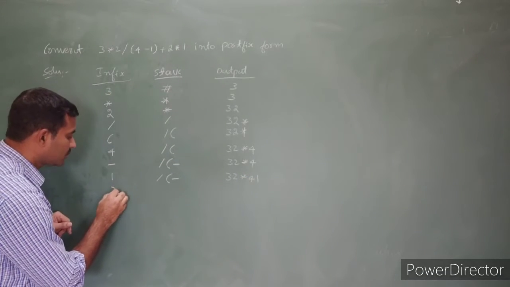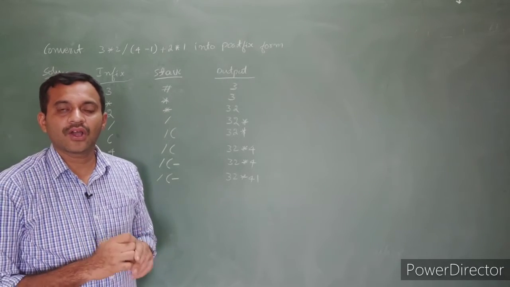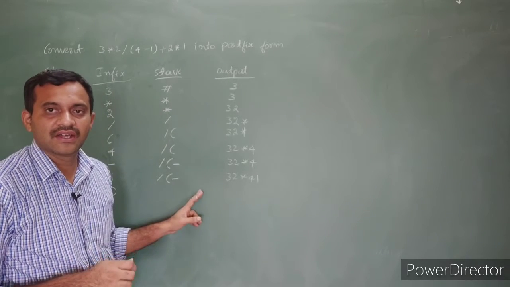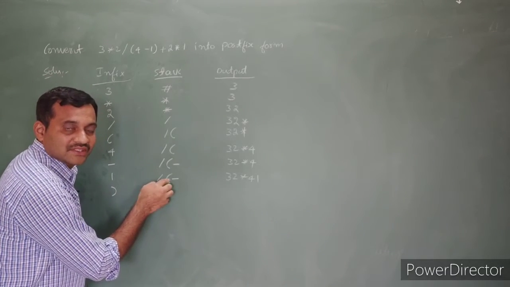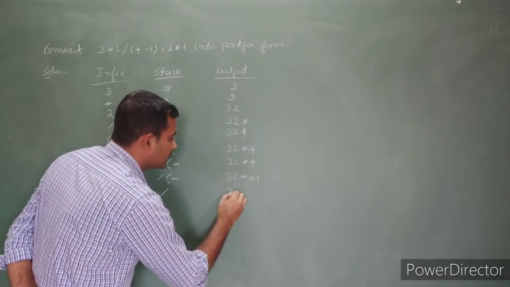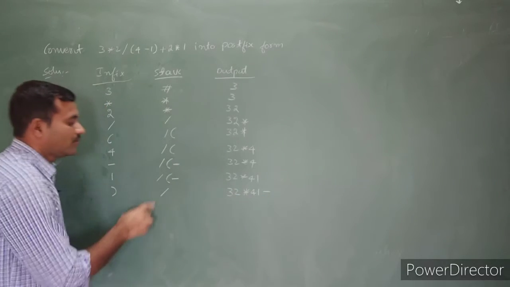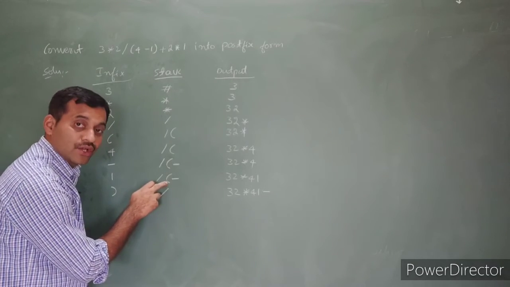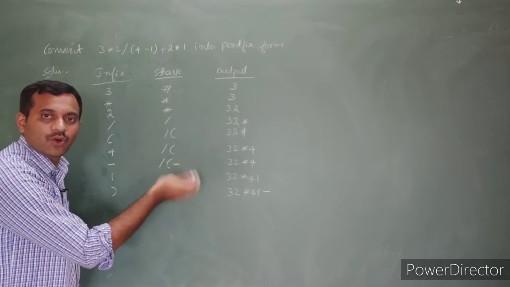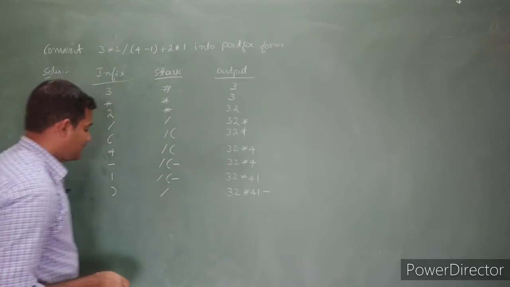Next one is the closing parenthesis. If it is a closing parenthesis, pop all the operators from the stack and remove the opening parenthesis. So up to the opening parenthesis there is only one operator, hence 3 2 star 4 1 minus. But the division operator remains the same. We have to pop only the operators up to the opening parenthesis, and remove the opening parenthesis. So only minus is output.